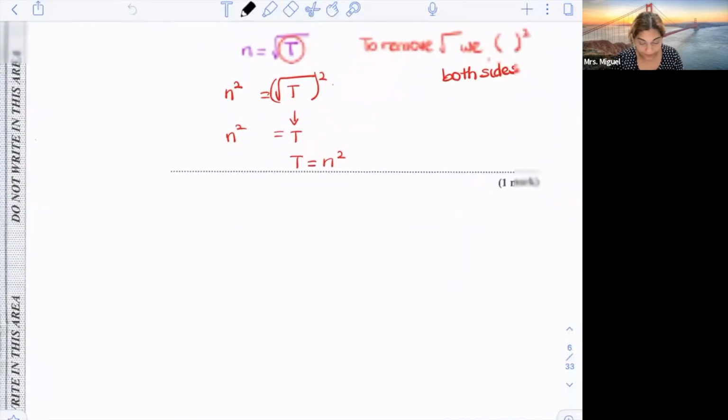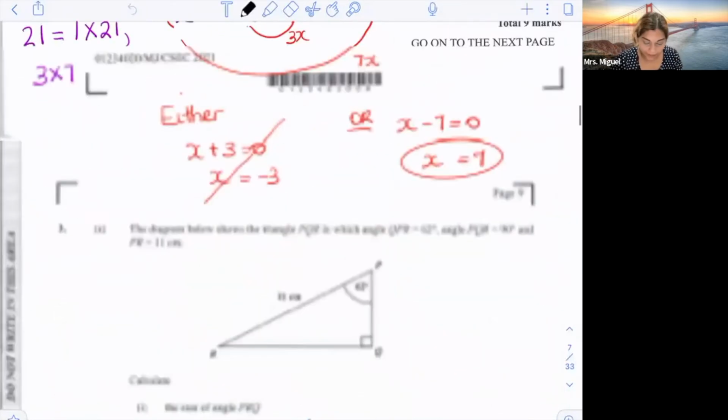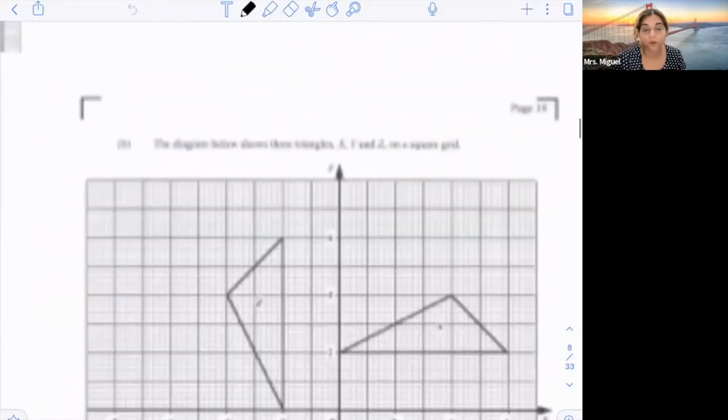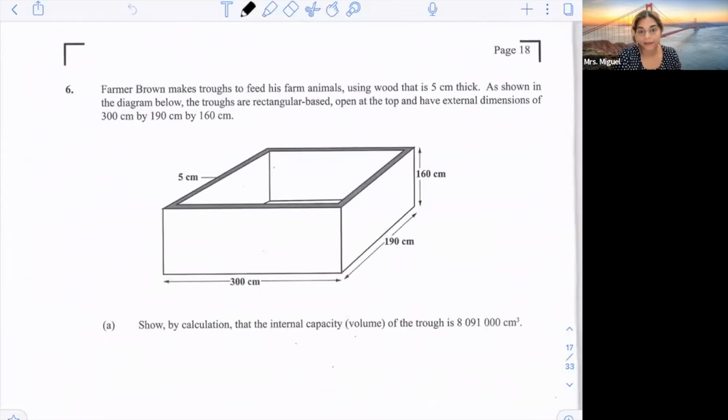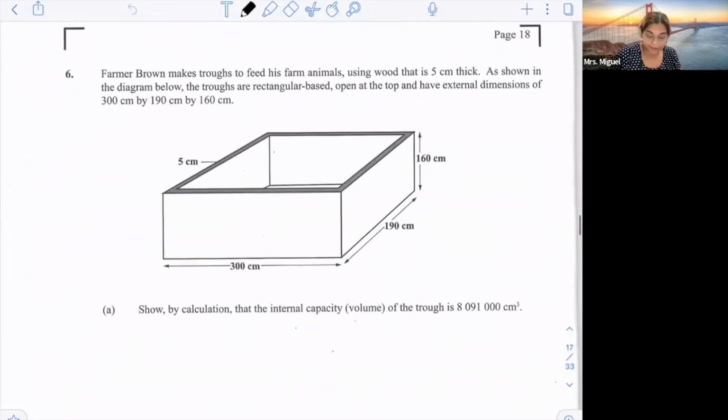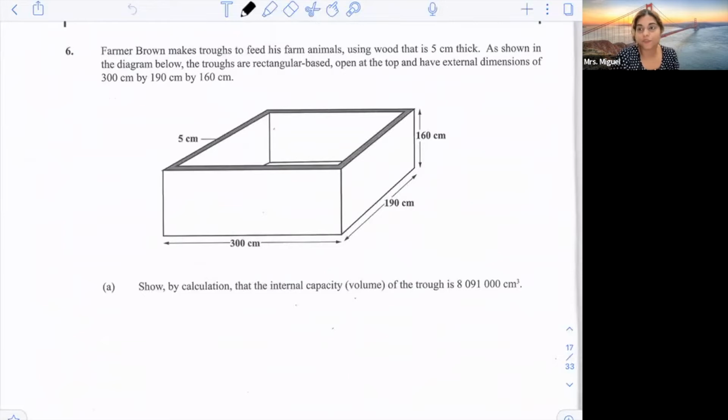So we are on question 6. Let's see what they bring. Oh, this is a favorite as well. This rectangular based container, right? So they like to give you the value and they want you to work backwards. Is it found in your booklet?